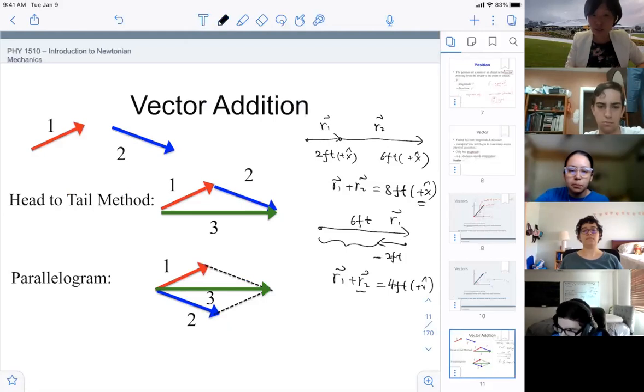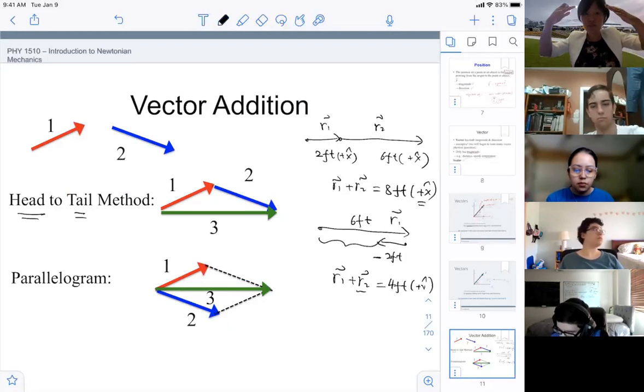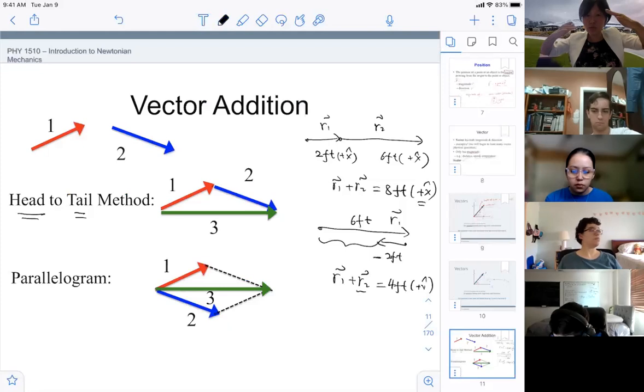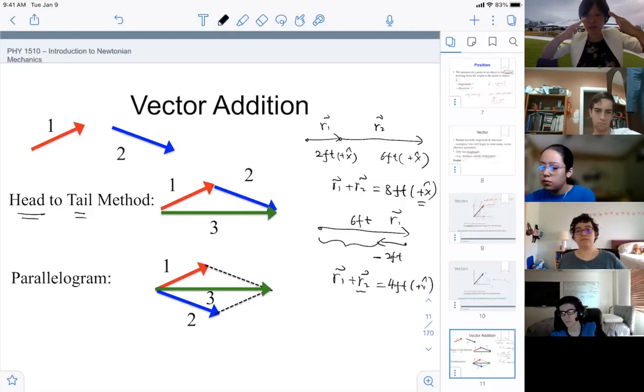There are two methods. Essentially, they're the same, but the way you operationalize them is a little different. One method is called the head to tail method. You connect the vectors head to tail. So here is your vector 1, and this is your vector 2. Now, these vectors may be in different places, but you can always move them together as long as you're moving them in a parallel way. My 1 and 2 are in different directions, but I can move 2 up and down, and it doesn't affect the result. I can move 1 along direction 1 and up and down. It doesn't really affect the result.